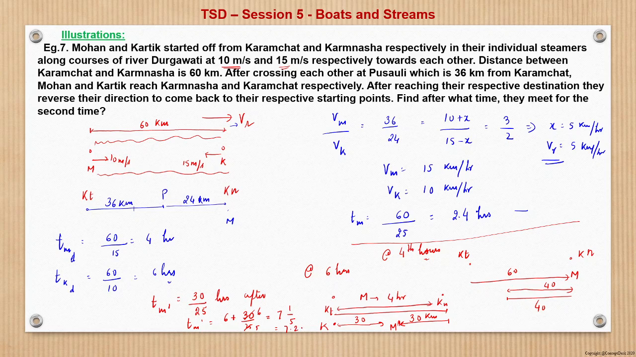So basically 7.2 hours. So first time they had met at the end of 2.4 hours. Now they are meeting at 7.2 hours. So the delta time, the difference between the two, becomes 7.2 minus 2.4. So that becomes 4.8 hours. After 4.8 hours they meet for the second time. So the question was easier only. We just had to see at which point of time which person is where, and then we had to find the time of their meeting, right?